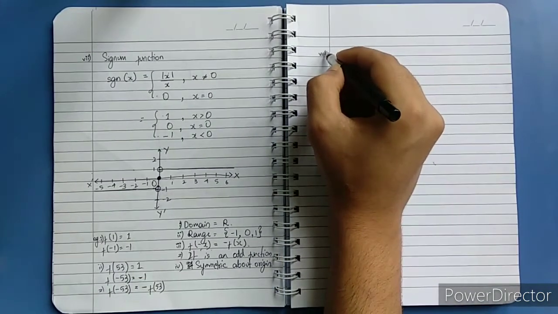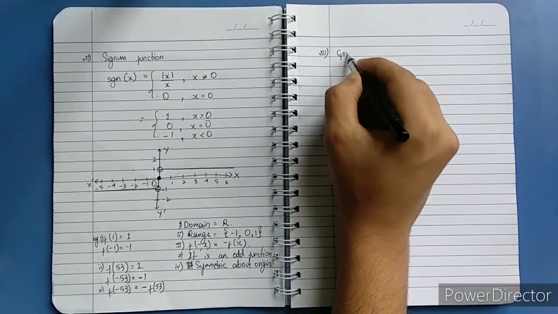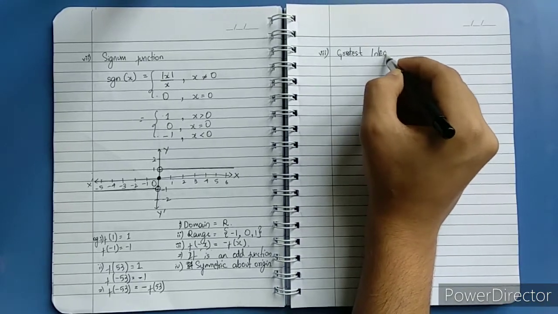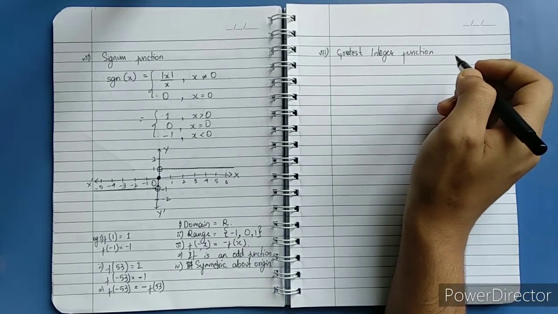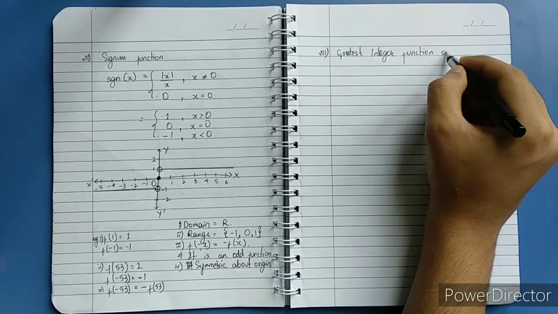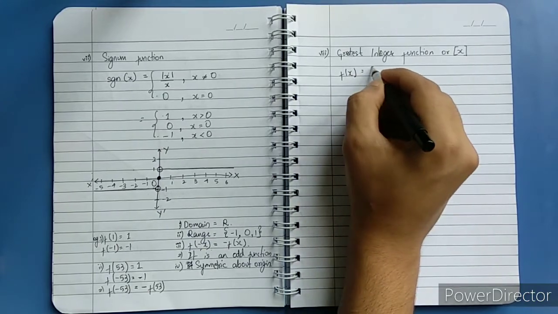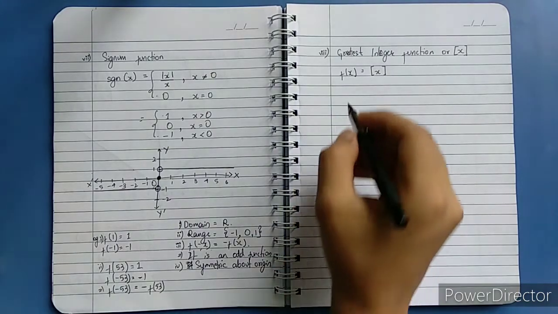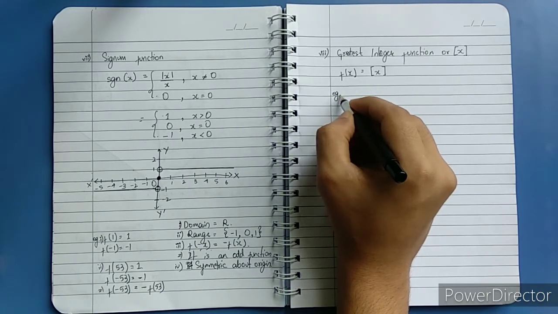Remember, this is the 8th graph and the 3rd graph for today. This is our greatest integer function. This is also called box of x. So f of x equals box of x. This is the greatest integer function. Okay, we'll understand this with the help of some examples.